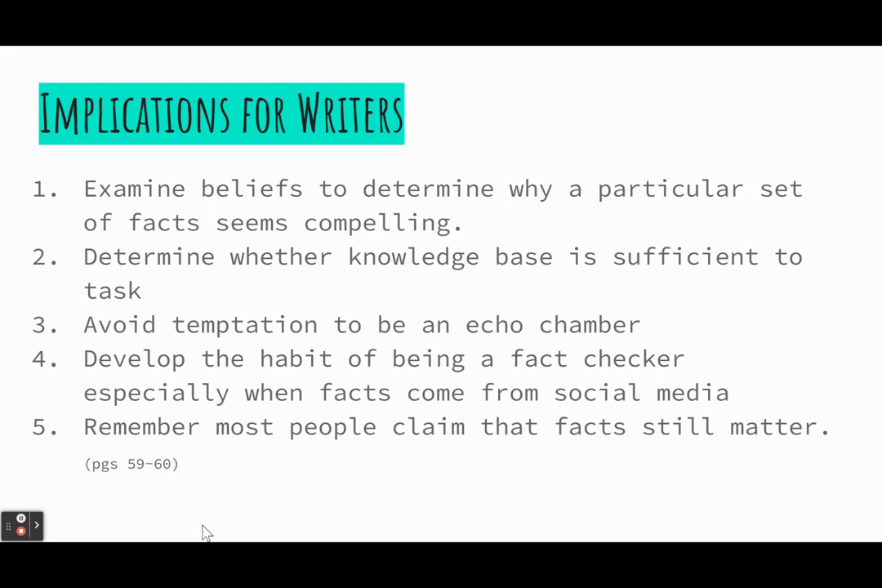Do you know enough? You know why you play the video game for this assignment. You probably know enough about AI and space aliens to make an educated guess about what would happen if space aliens landed in Yankton. Don't be an echo chamber. Be your own person. Check the facts. This is not a research paper, but don't throw something in you heard from TikTok either. And again, please remember, most people claim that facts still matter.